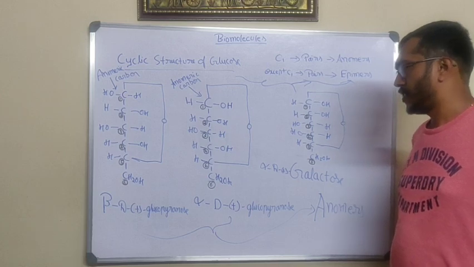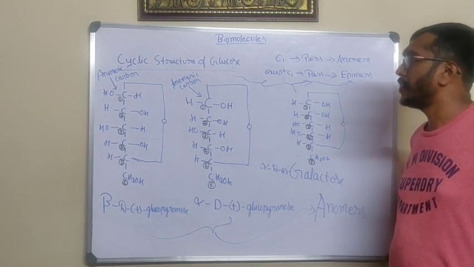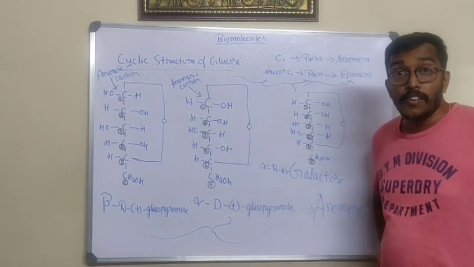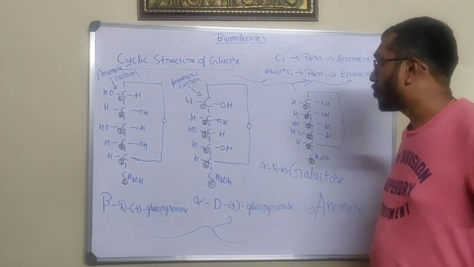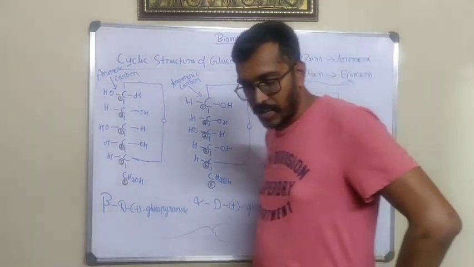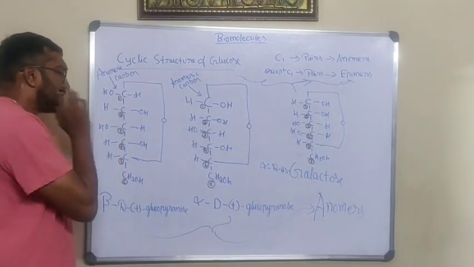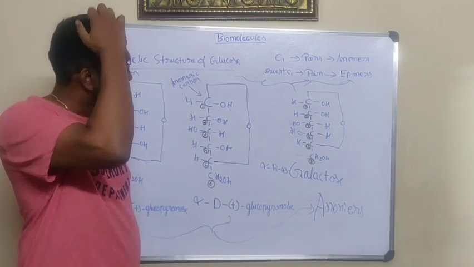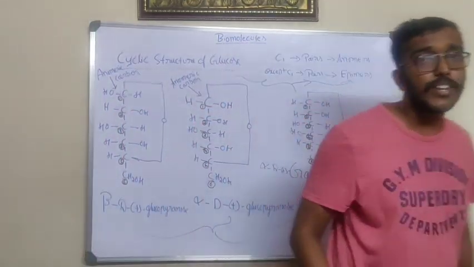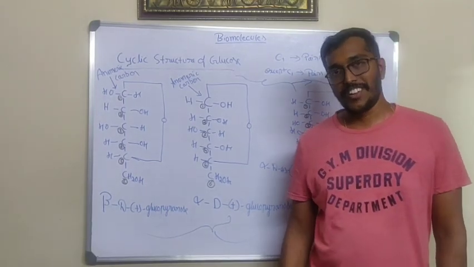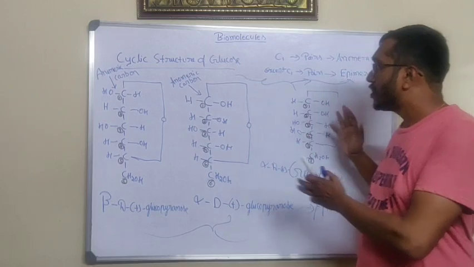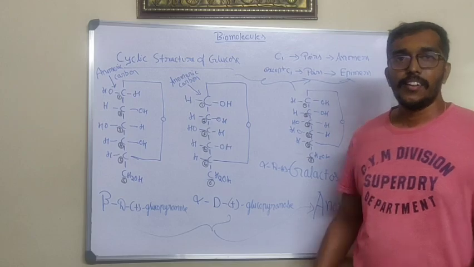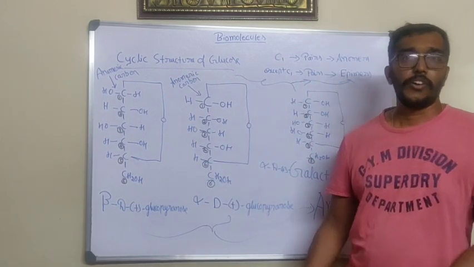Clear, children? This is very important. You need to learn it without fail. After this, we are going to write the Haworth structure of glucose. This structure deals with the cyclic form only, so I will teach that in the next session. Please learn all the concepts thoroughly so that you can deal with the final questions you are going to receive.